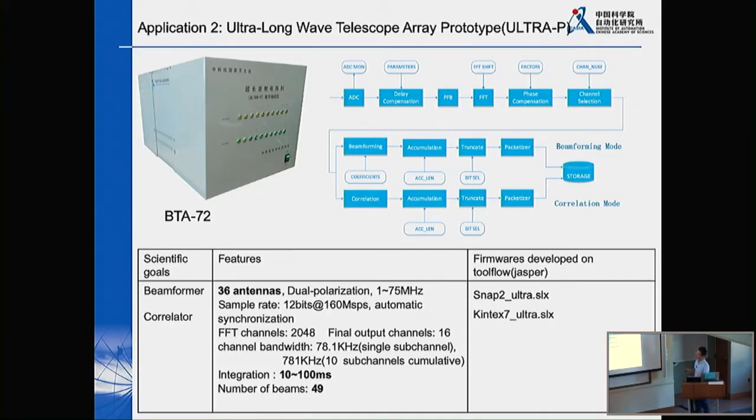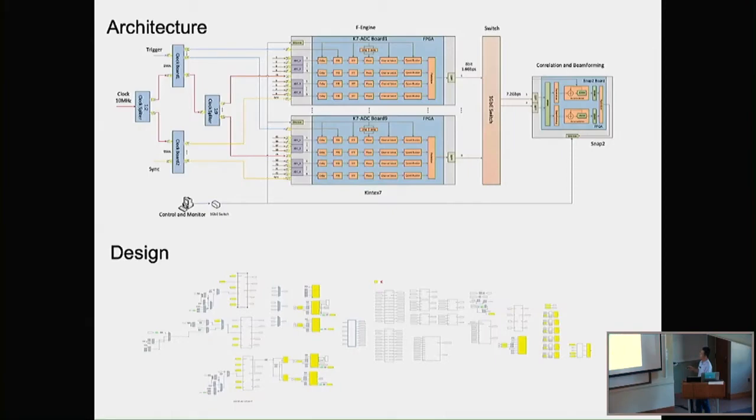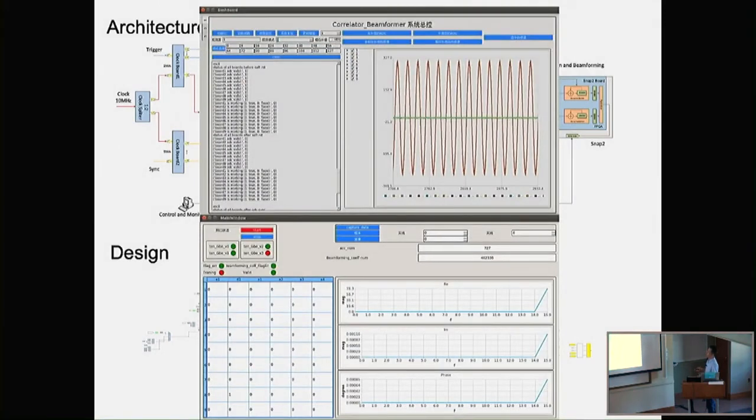Its main features: 36 antennas, dual polarization, and the sample rate 12 bits at 160 MSPS, and the FFT channels, 2 key points. Yeah, its architecture, the design file, and the display and the control software.